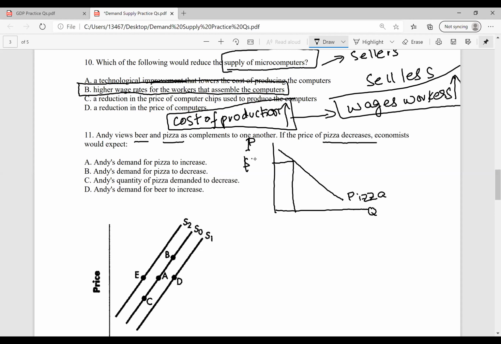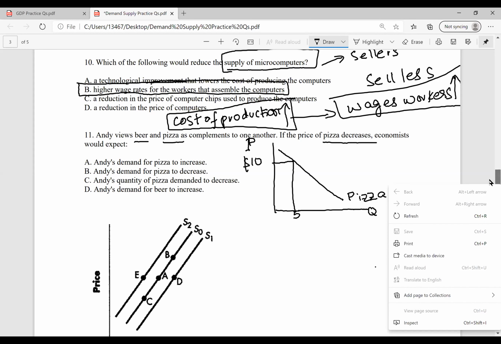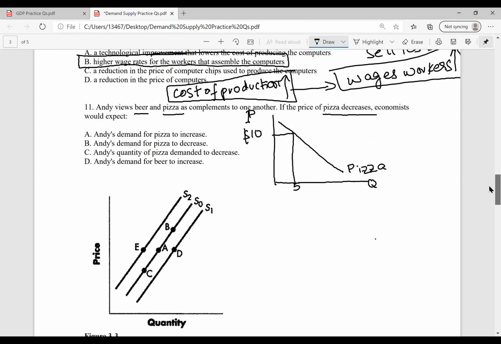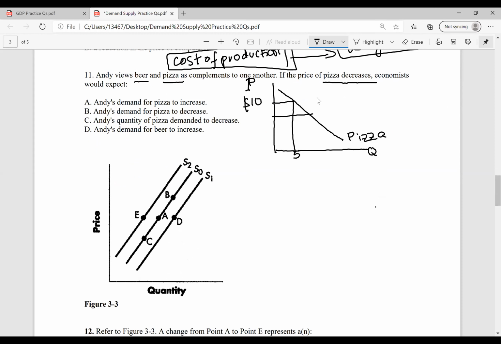Say the price of pizza is $10 and you are going to buy 5 boxes of pizza in a week. Now, let's say the price of pizza went down from $10 to $8. Instead of buying 5 boxes of pizza, you are going to buy 6 boxes of pizza. So I would say quantity demanded for pizza went up.